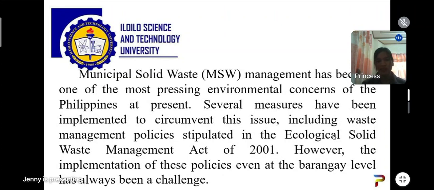Municipal solid waste, or MSW, management has become one of the most pressing environmental concerns of the Philippines at present. Several measures have been implemented to circumvent this issue, including waste management policies stipulated in the Ecological Solid Waste Management Act of 2001. However, the implementation of these policies, even at the barangay level, has always been a challenge.